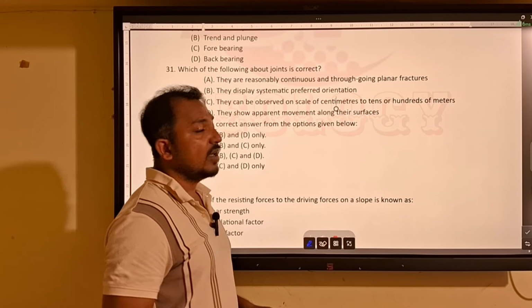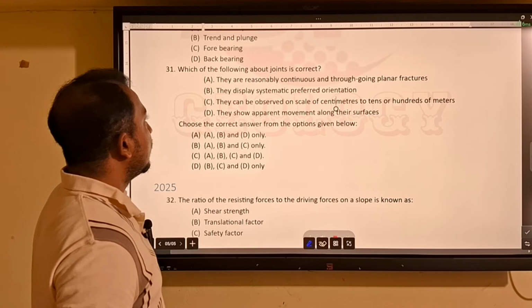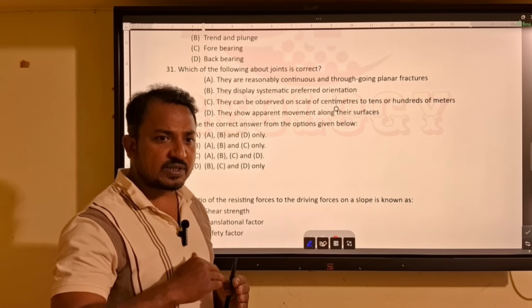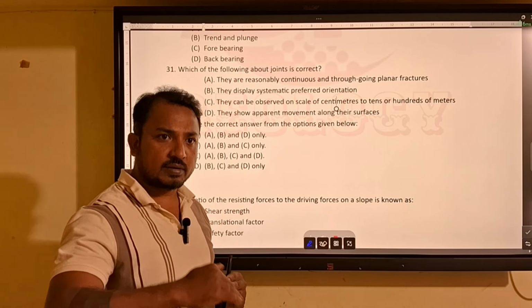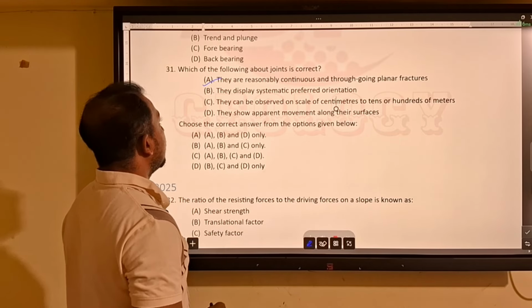Next, which of the following about joint is correct? So they are reasonably continuous through-going planar fractures. Joints once produced can continue for longer distances. So that's why they can be reasonably continuous and through-going planar fractures. So it will be correct.